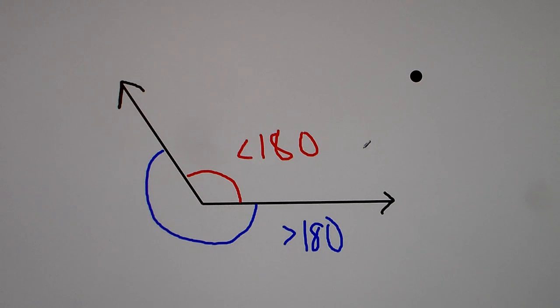Okay, so now with these angles, we have to determine if a coordinate, this coordinate that I got right here, is on the interior of an angle, on the angle itself, or on the exterior of the angle, meaning on the outside of that angle. Alright, let's do an example or two.